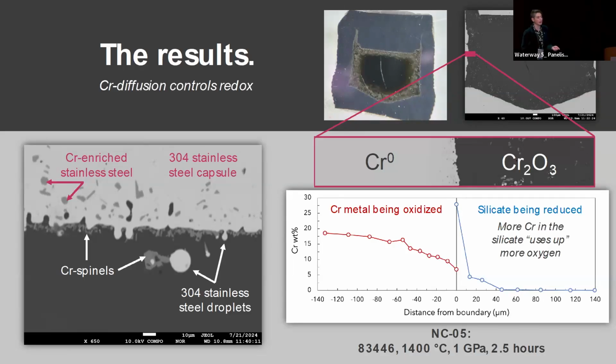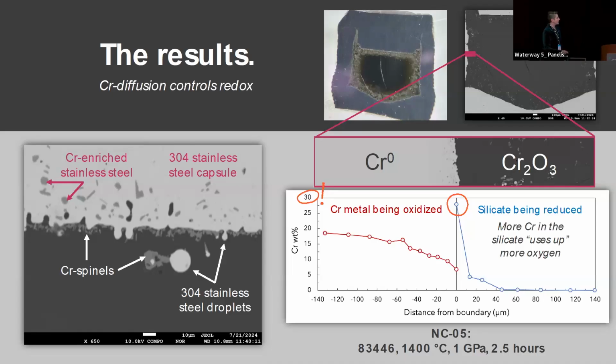And so the original chromium composition was in parts per million. It was very, very low. And I'll draw your attention to the fact that we got up to 30 weight% chromium in the silicate melt, which is like crazy high. And so it turns out at these high temperatures, not only does the capsule melt, but even below the melting temperature, steel loses what's called its austenitic properties and essentially just sheds chromium into the melt.